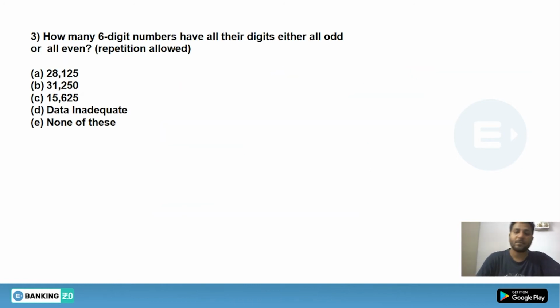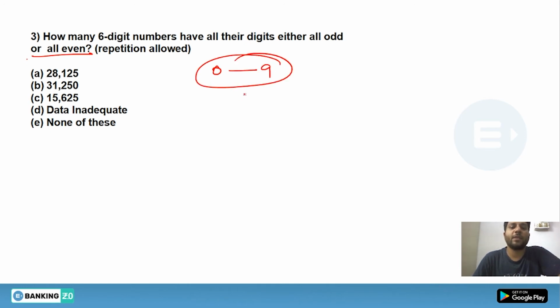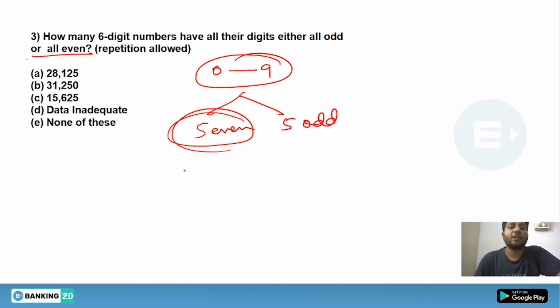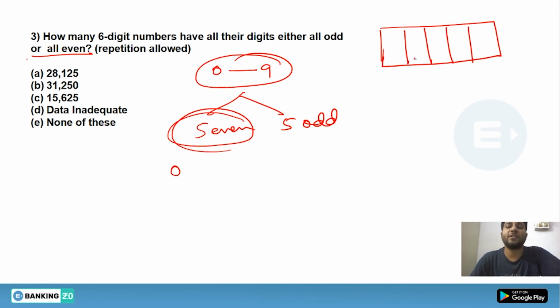Okay, let's go ahead. Here it is saying how many 6 digit numbers have all their digits either all odd or all even. Okay, so you have 0 to 9 digits in which 5 are even and 5 are odd. But in even there will be a digit which is known as 0 as well. Now you have to arrange a 6 digit number.